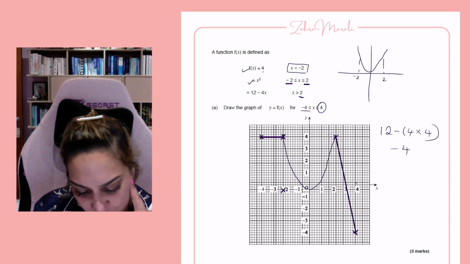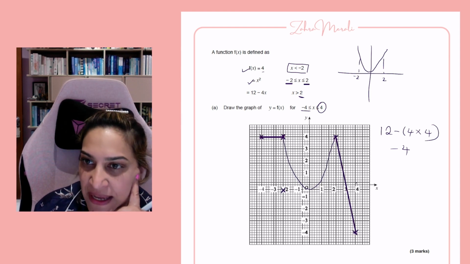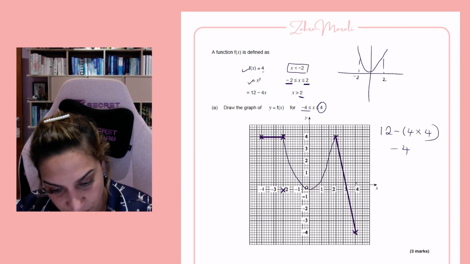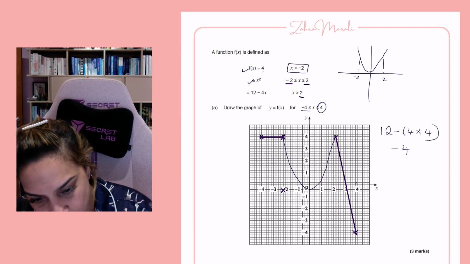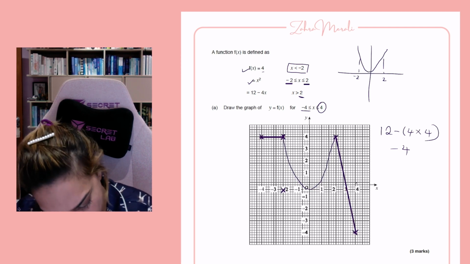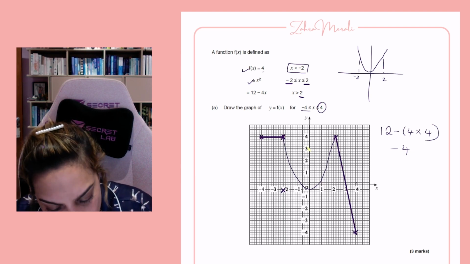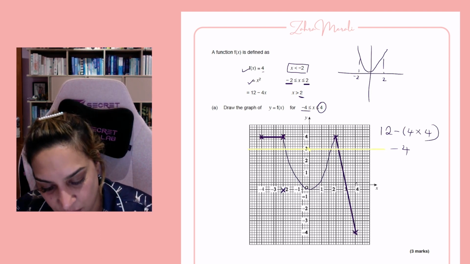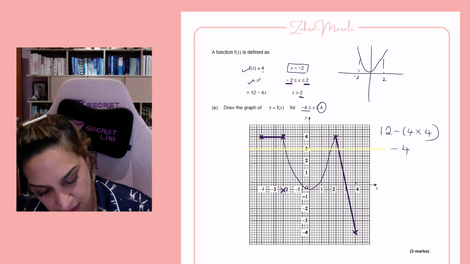Right, now it says use your graph to see how many solutions there are when f(x) equals 3. f(x), fancy word for y. We find y equals 3. So if we take y equals 3, which is here, all you're going to do is draw a line across and say how many times does it cross the graph. And we can see we've crossed 1, 2, 3. So my answer here is 3.